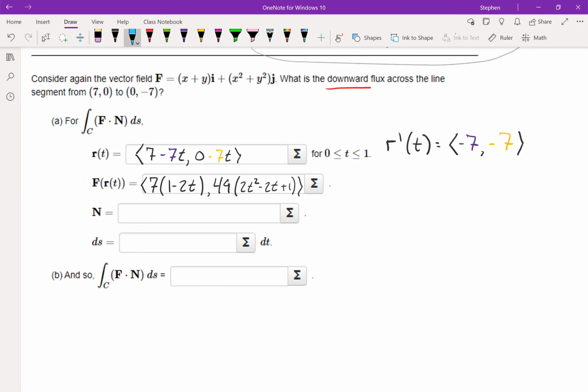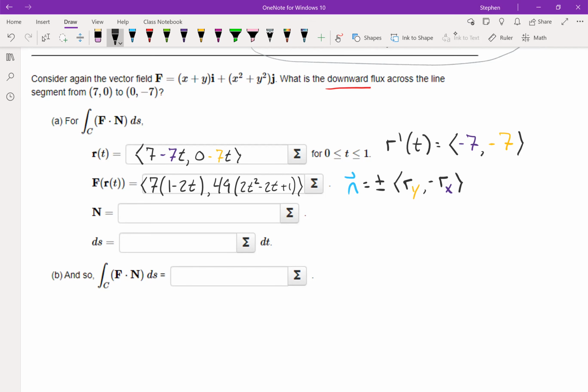So I'm after the normal vector, which should be plus or minus: I want the y derivative of r in the x position, and I want the negative x derivative of r in the y position.